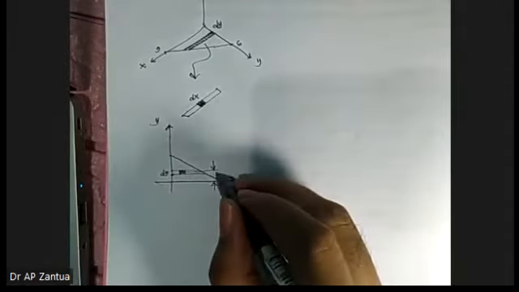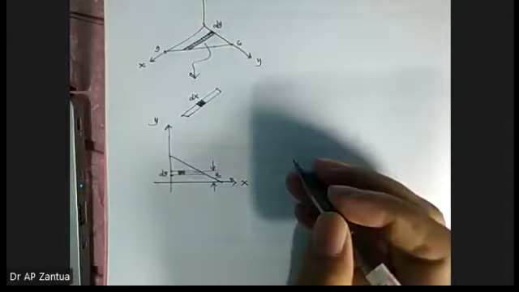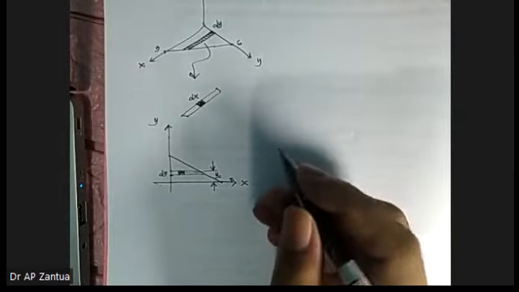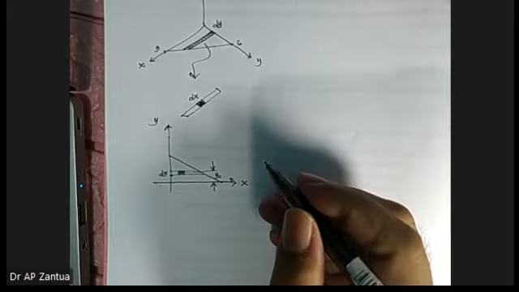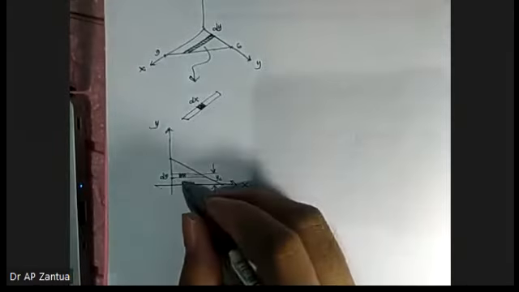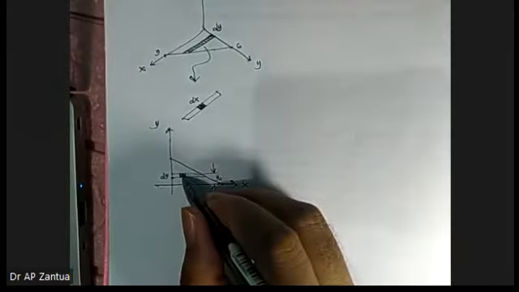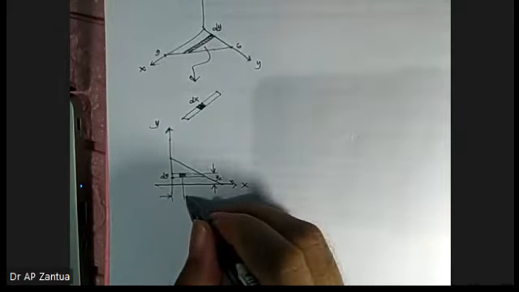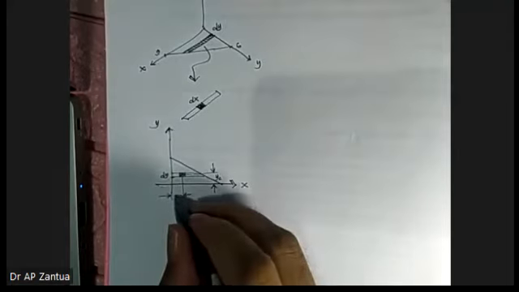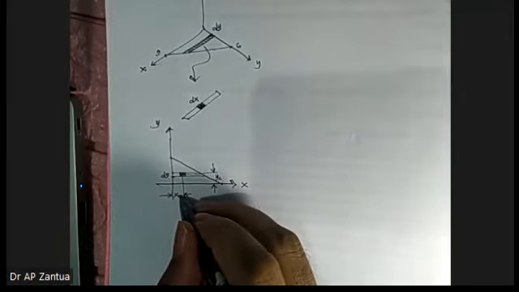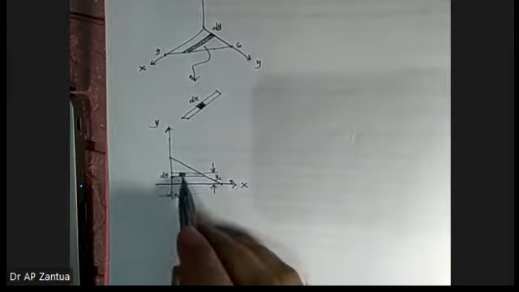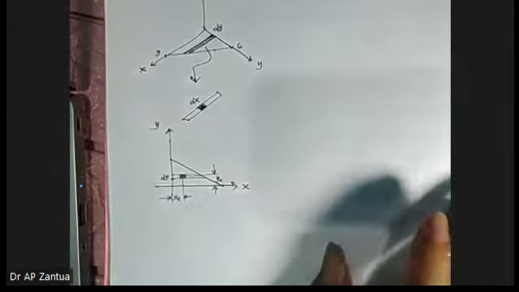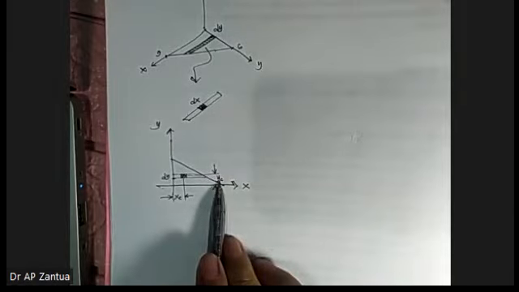So what do you think is the center of this? What is this distance? This is actually the centroid distance. And also from that center, what is this distance? This is the centroid of the small strip. That is the centroid of the small strip.